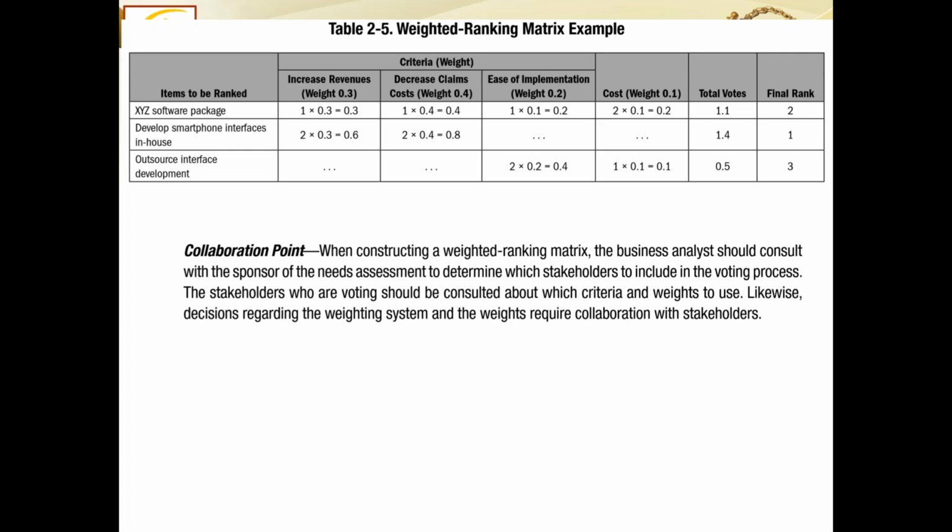So cost has got 1 weight. Basically, there are 4 criteria. 0.3, 0.4, 0.2, and 0.1. So yes, of course, 0.3 plus 0.4 plus 0.2 plus 0.1 is equal to 1. It means increased revenue is 30%, decreased claims is 40%, ease of implementation is 20%, and cost is 10%. So how many votes did you get? 1 for increased revenue, 1 for decreased claims, 1 for ease of implementation, and 2 for cost. When they are summed up, it comes out to be 1.1.